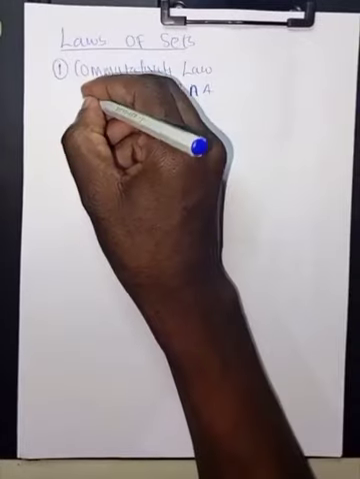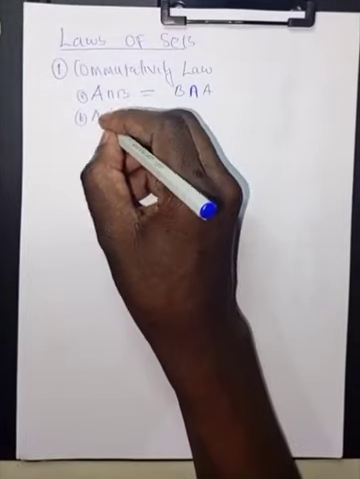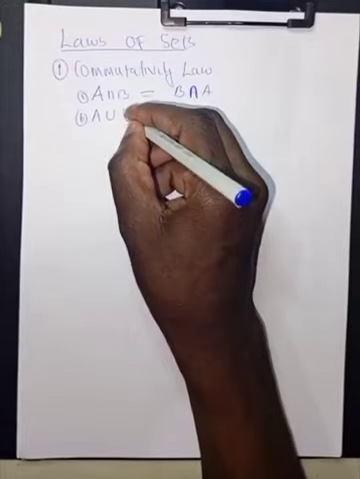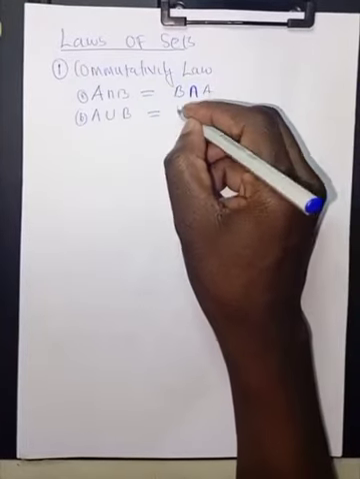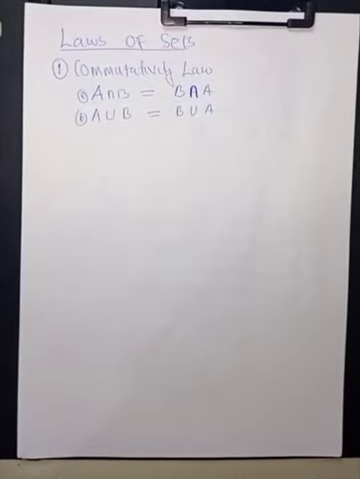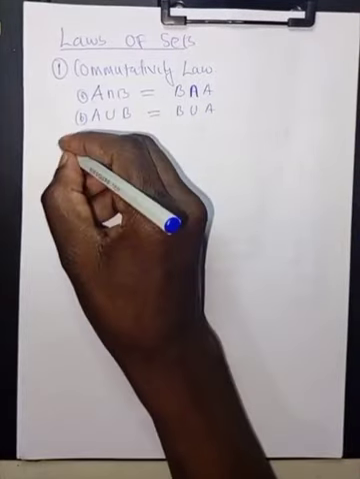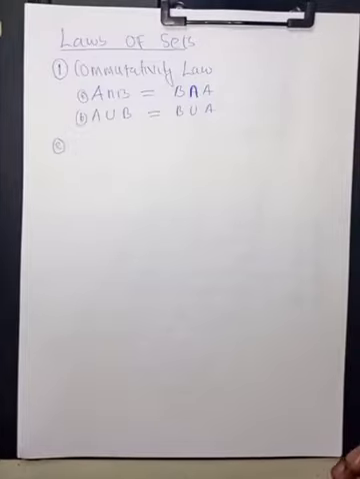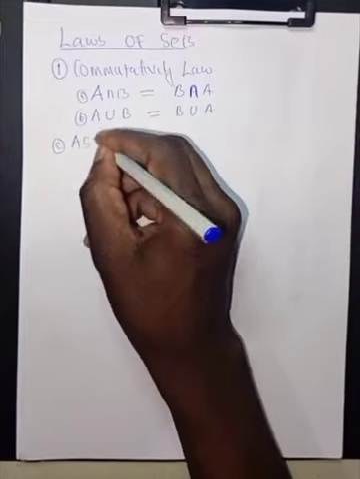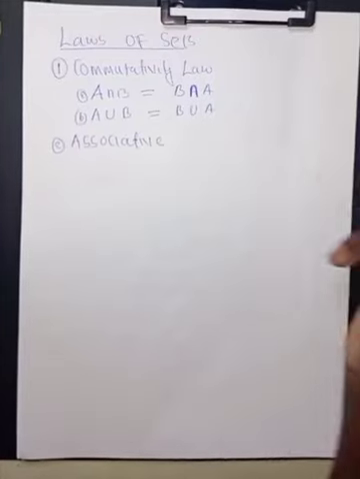So this is the first one. Then the second commutativity is where we say A union B should also be equal to B union A. So these are the two commutativity laws of sets. One for the intersection, the other one for union. So this is all you need to know of what it states. Then number two, we have what we call associative law.